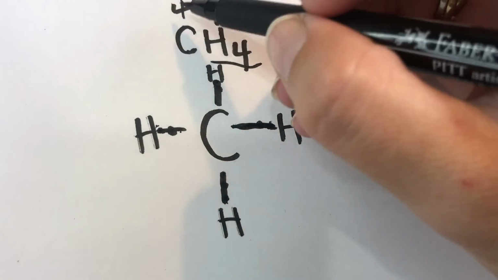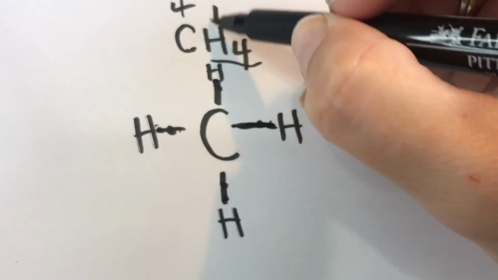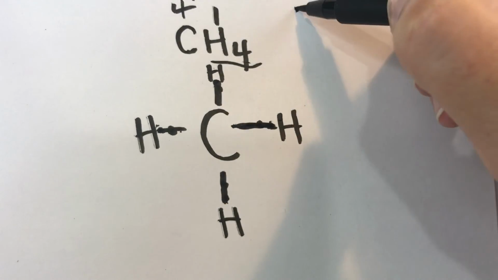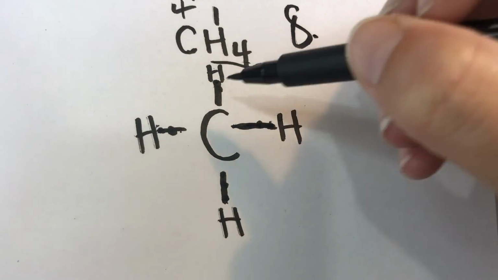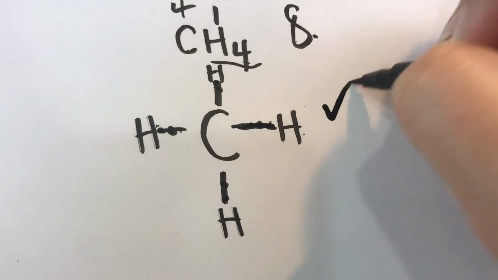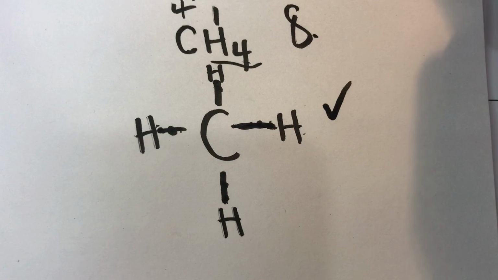We started with 4 electrons around the carbon plus 4 electrons, 1 for each hydrogen, which is 8 electrons in total. And we ended up with 2, 4, 6, 8 electrons. So the Lewis diagram is correct.